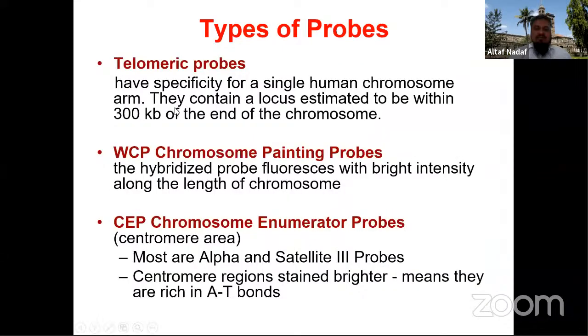Telomeric probes have specificity for a single human chromosome, or they contain a locus estimated to be within 300 kb of the end of the chromosome. Then WCP means whole chromosome painting probes. The hybridized probe fluoresces with bright intensity along the length of the chromosome, so the whole chromosome fluoresces. Then CEP, the chromosome enumerator probes, are specific to the centromere. Most are alpha and satellite 3 probes. Centromeric regions are stained brighter, meaning they are rich in A and T bonds.